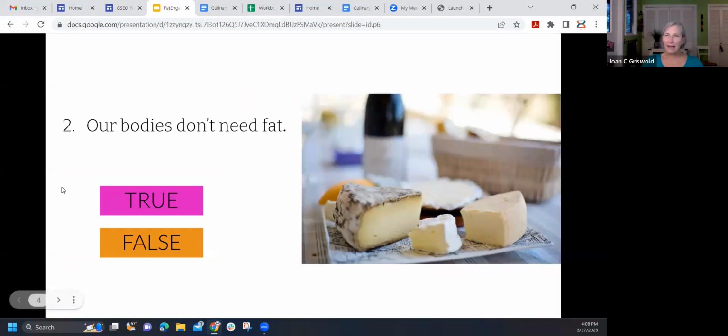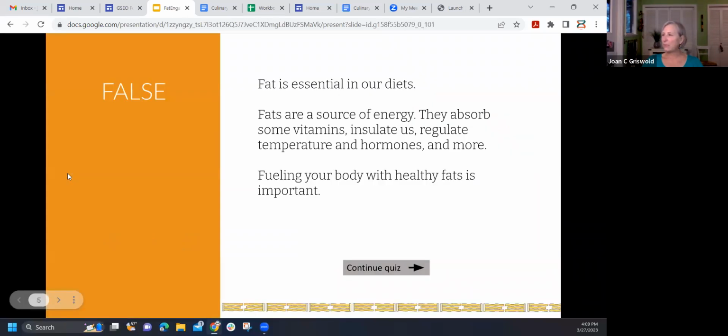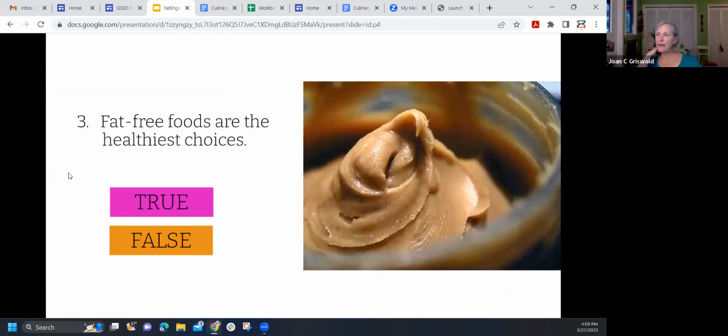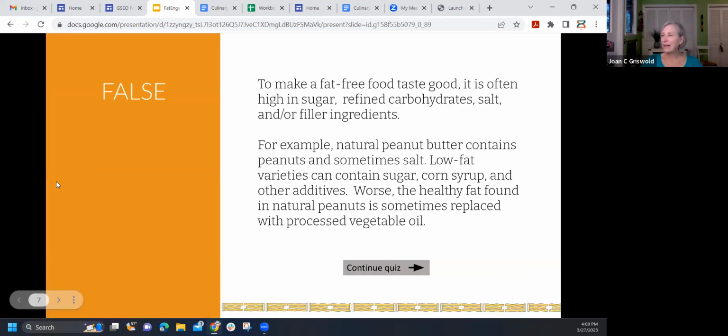Our bodies don't need fat. Clearly that's false. We do need fat in all sorts of different ways. And so this talks about that. Fat-free foods are the healthiest choice, because a lot of people think if they're in the store, they're going to look for the fat-free option, and that's not necessarily true. To make fat-free foods taste good, they're often high in sugar, refined carbohydrates, salt, and/or filler ingredients. So the example of peanut butter: natural peanut butter is actually high in fat, but better for you than the reduced fat peanut butter in most instances.